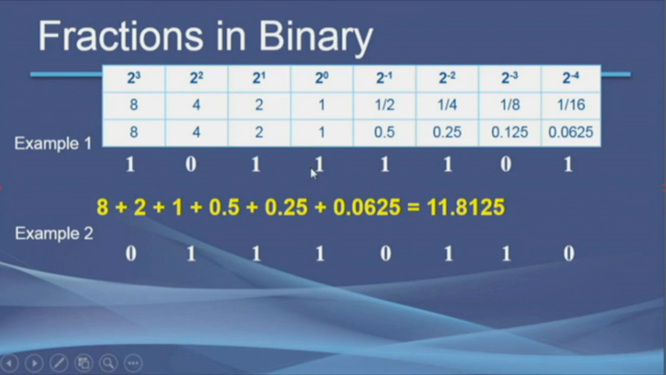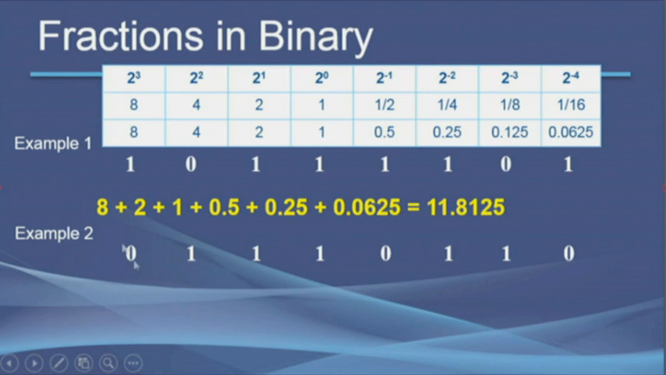1 1 0 1 1 1 0 1. So you can see there is a 1 for this position, which means the decimal value is 8. There is a 0 for this position, which means you do not need to add 4. There is 1 for 2, so we take it here. There is 1 for 1, so we take it here. And you can see after the radix point, there is another 1, which means 0.5, so we take it here. And 0.25, there is another 1, so we take it here. There is 0 for 0.125, which means we do not consider this one, but we have to take 0.0625 here. So when you add these numbers, you will end up with 11.8125.